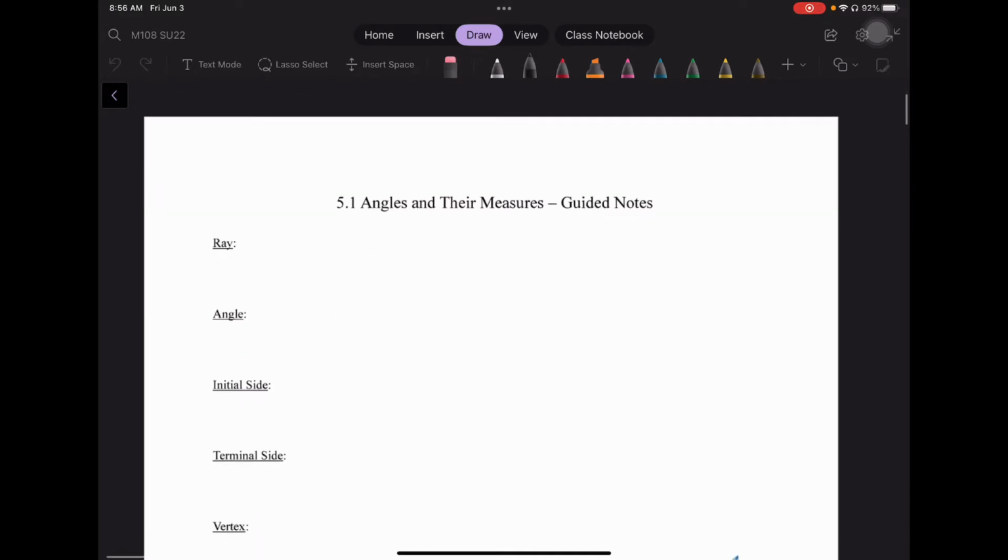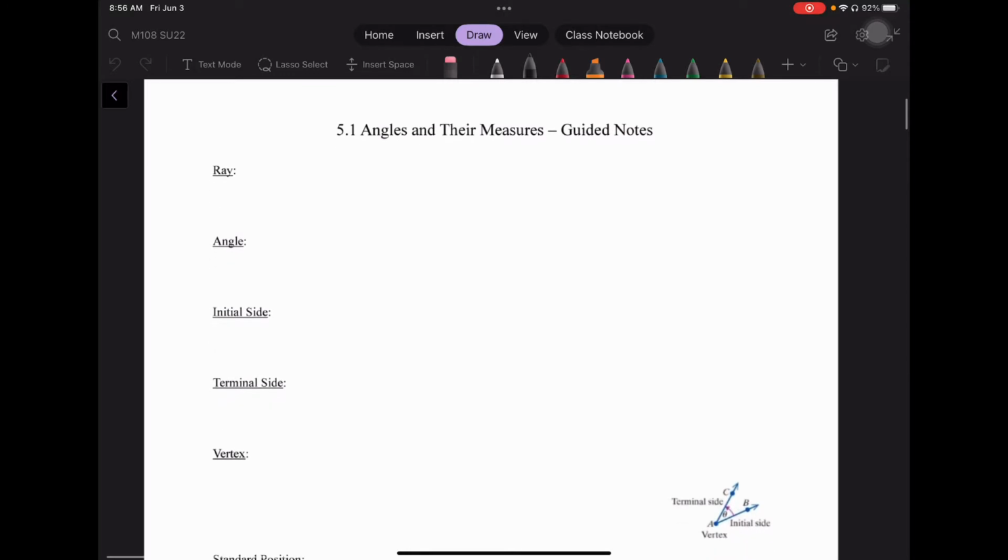First off, let's define what a ray is. A ray is part of a line that consists of an endpoint and all points on the line to one side of the endpoint. And when you're naming a ray, it's important that the order in which you name that ray matters.